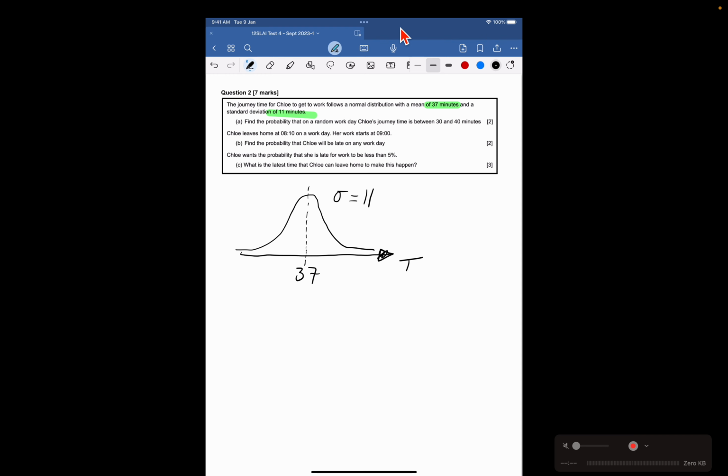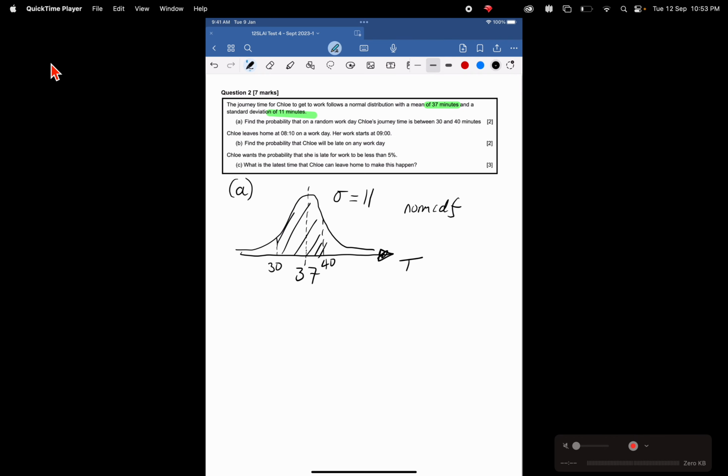Okay, so here's part A, and we might like to draw a diagram for all parts. Find the probability that on a random workday, Chloe's journey time is between 30 and 40 minutes. So 40 is about here, 30 is about here, and we want to know the probability. Now probability is the area here, and of course we're going to reach for norm CDF on the calculator. So let's go and do that now.